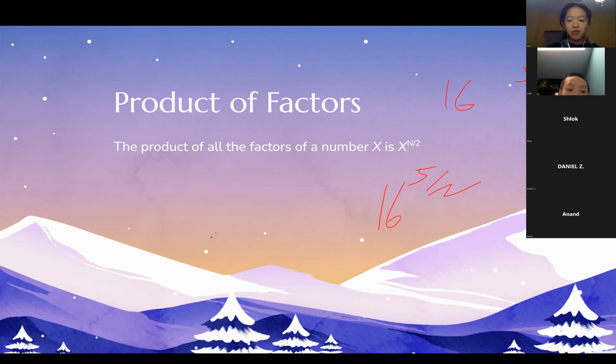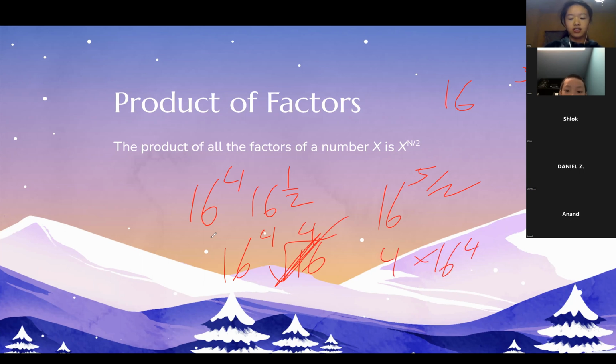Remember the exponent rules? This is basically 16 to the 4th power times 16 to the 1/2 power. In other words, this is 16 to the 4th power times the square root of 16, which is just 4. So that's 4 times 16 to the 4th power. Don't let this fractional exponent scare you. All it's saying is 16 to the 4th power times the square root of 16.